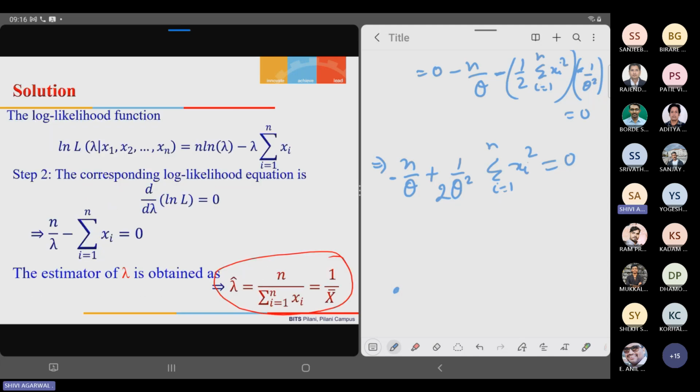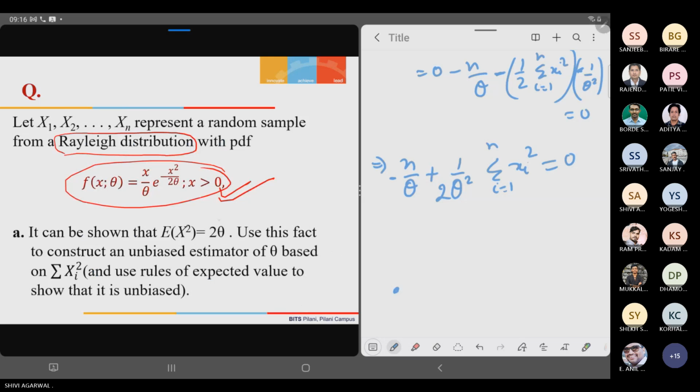Okay? Expected value of x square is equal to 2 theta, which is provided actually. Use this fact to construct an unbiased estimator for theta. So that is coming from the previous section, that is unbiased estimator.